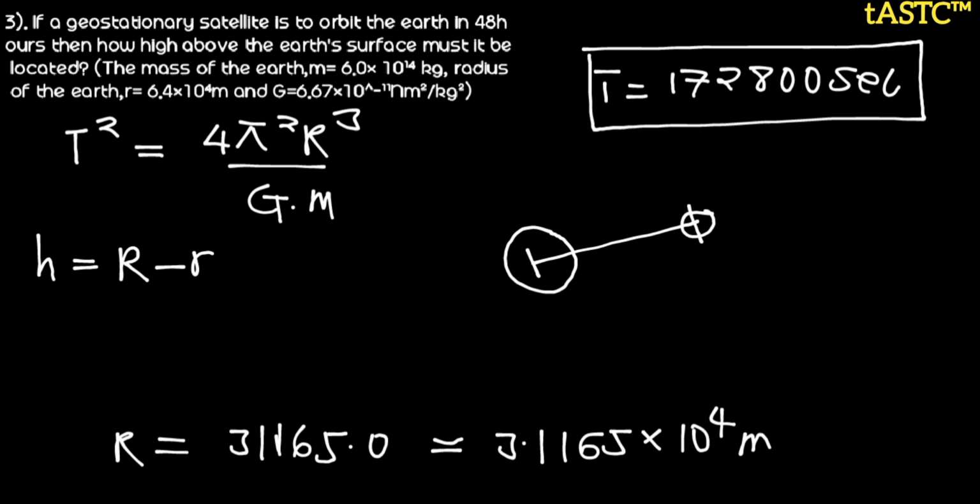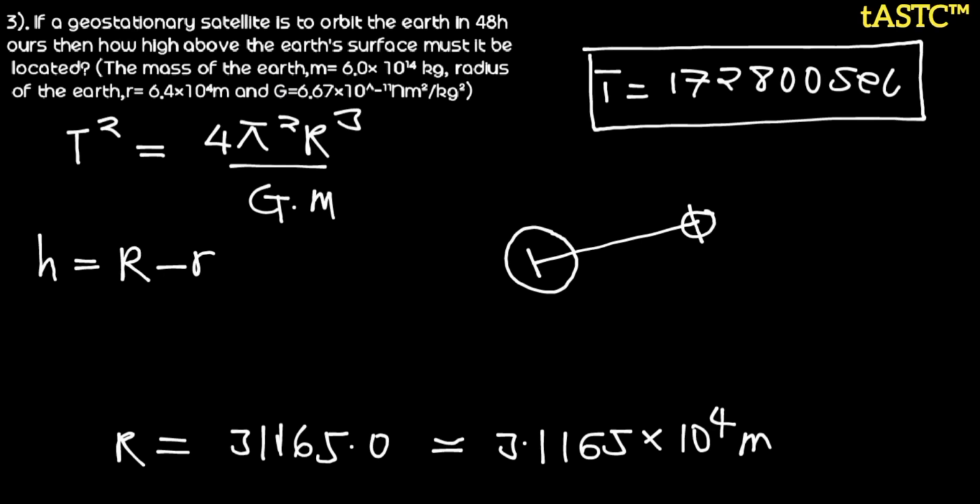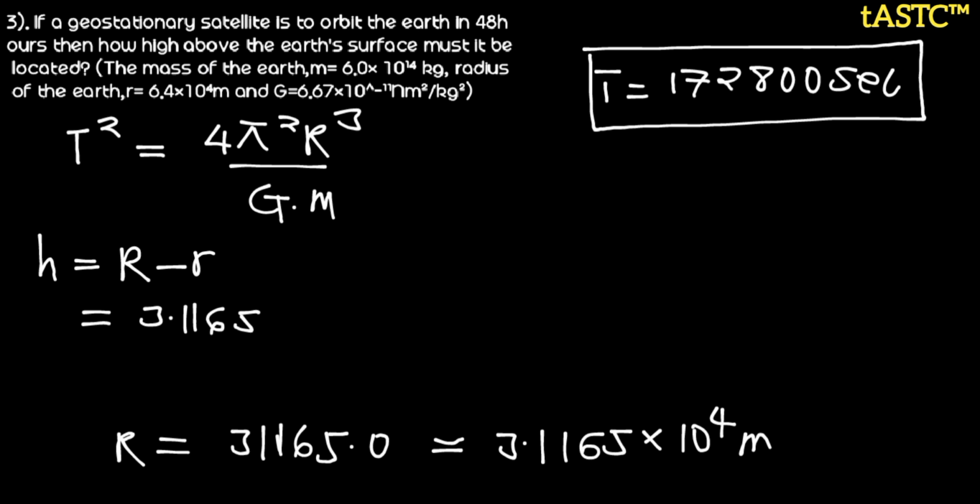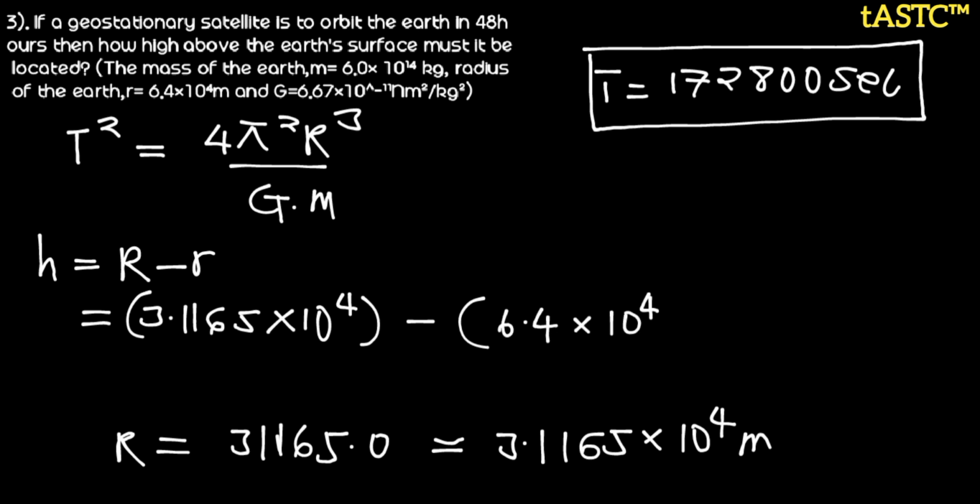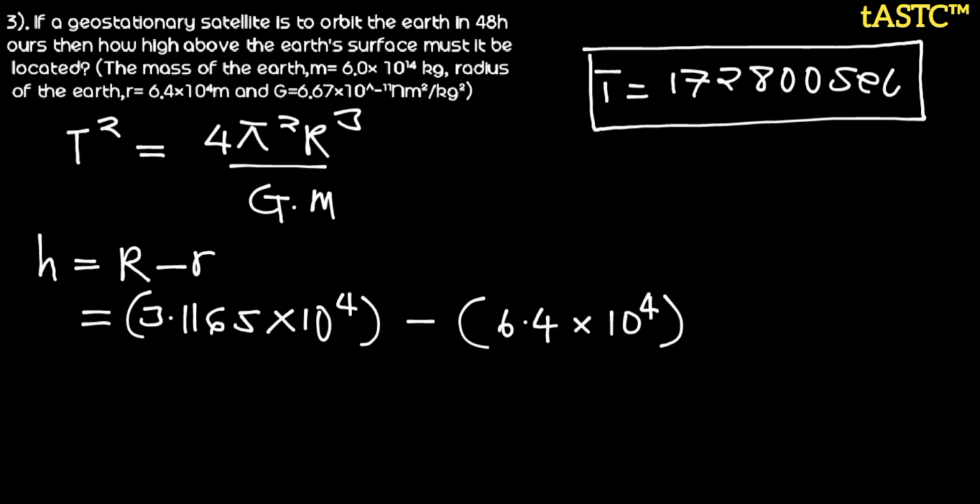So let us try to do that. So let us work that. Now we know that r is 3.1165, and this is multiplied by 10 to the 4th, and this will be minus small r. r in this case is 6.4 multiplied by 10 to the 4th. That is what we have there. So let us find out.